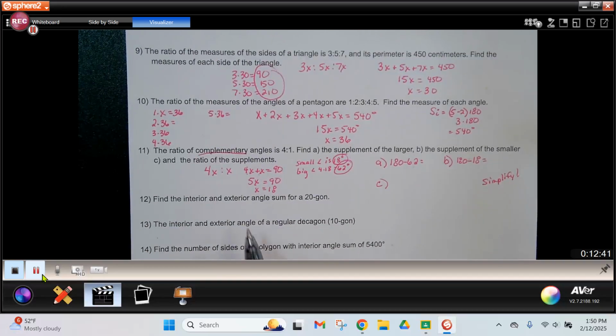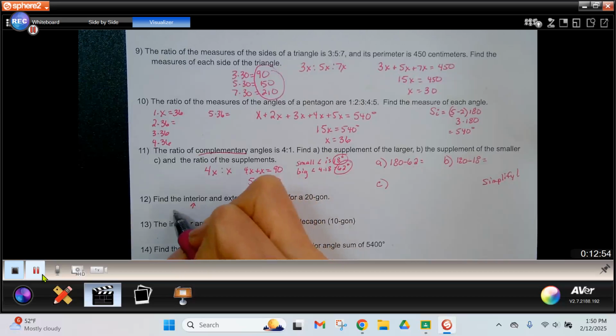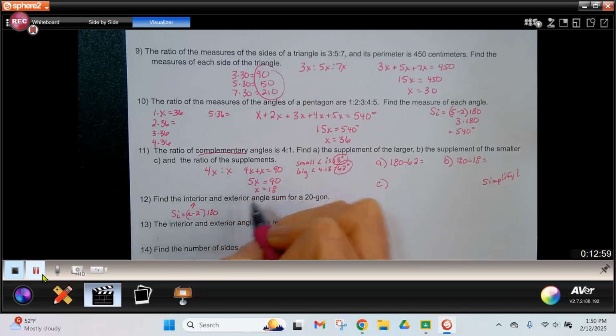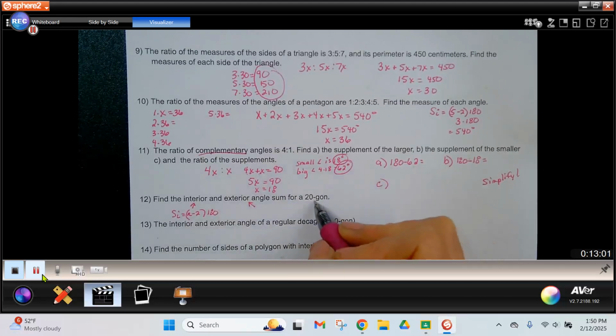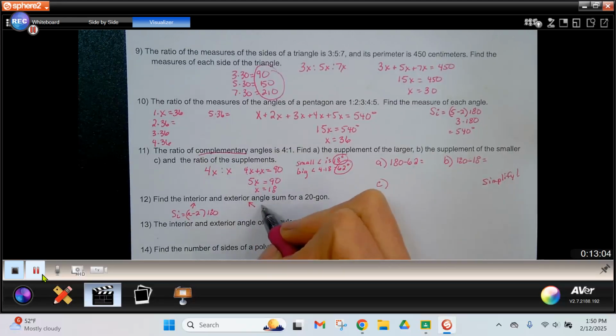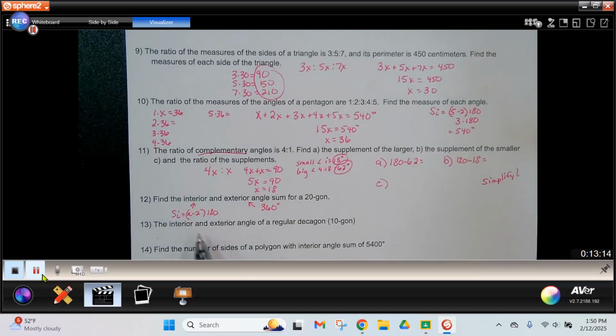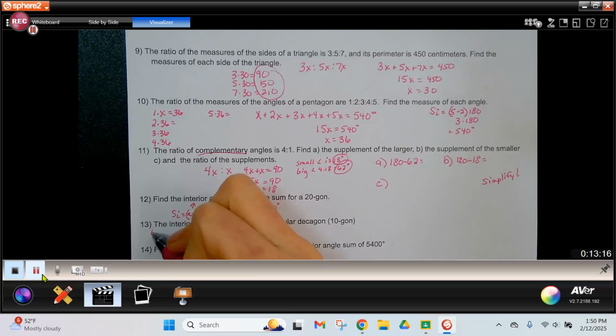This is review here. Find the interior angle sum for a 20-gon. I'm going to let you do that one. I'm going to give you a hint. For this, you're going to use the S sub I formula and solve. And for this, you're going to need to remember that the exterior angle sum always equals 360. This is asking for each. This is actually an each question.